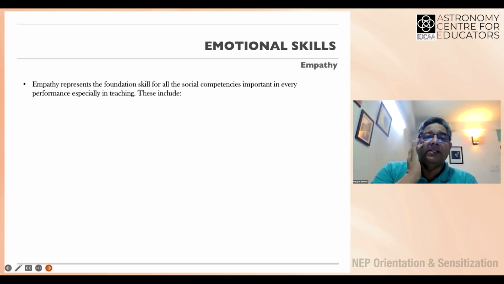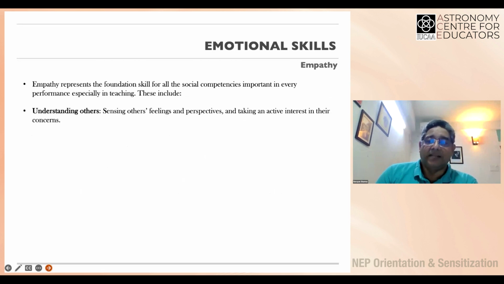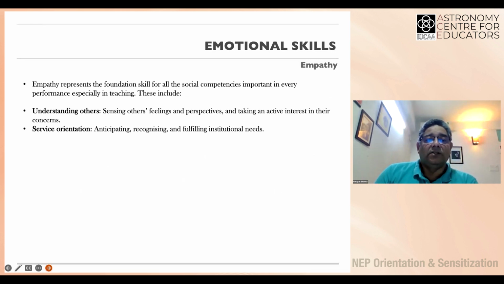So empathy represents the foundational skills for all the social competencies, important in every profession, especially in teaching. This includes understanding others, sensing what others are feeling, acknowledging their perspectives, and taking active interest in their concerns. And then the second is service orientation. That means anticipating, recognizing, and fulfilling institutional needs.